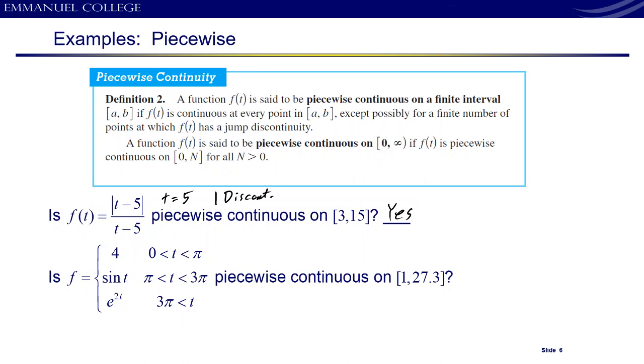Then this function would also be piecewise continuous because it's only discontinuous at t equals pi and 3 pi. So we have two discontinuities.